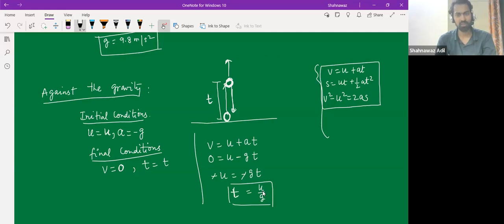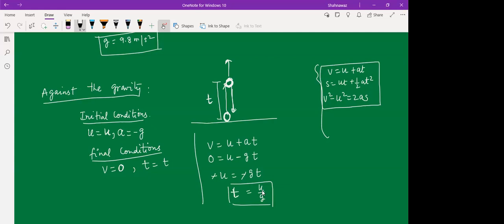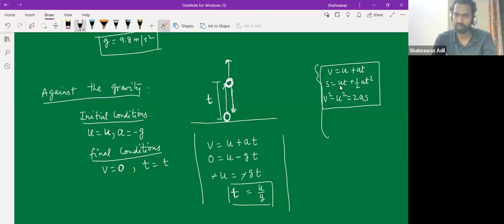Is that clear to you guys? Yes, sir. Now let us use the second equation. S equals ut plus half at square. Let's say that it has reached this height. So S is some height. Okay, it has reached some height. So S is H, right?